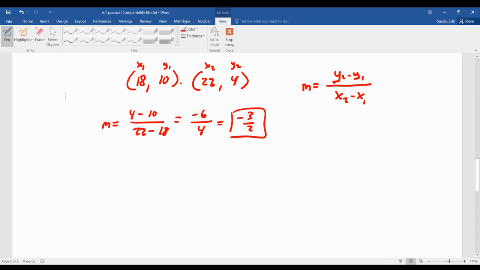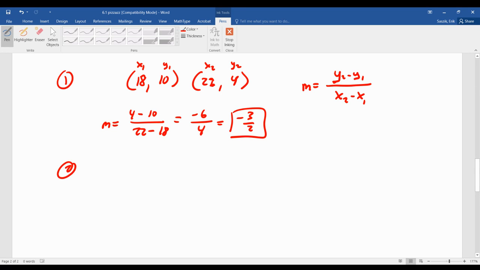Now, it actually doesn't matter which direction you subtract these in, as long as you're consistent. So I did this minus this over this minus that. If I had done 10 minus 4 on the top, that'd be fine, as long as I do 18 minus 22 on the bottom. You'll get the same thing, but you've got to make sure that the change in y is on the top. All right, that's critical. Most of this stuff is just being careful.